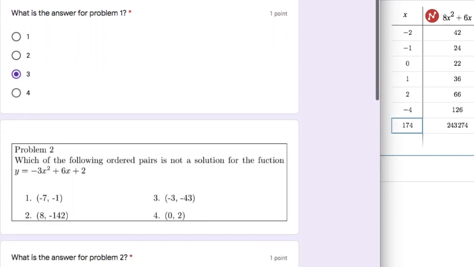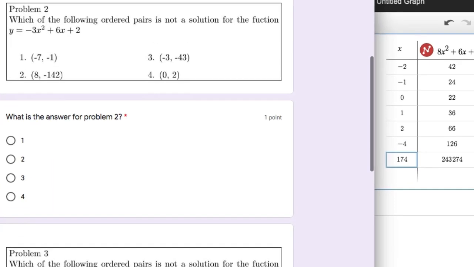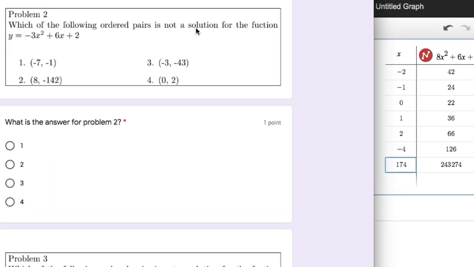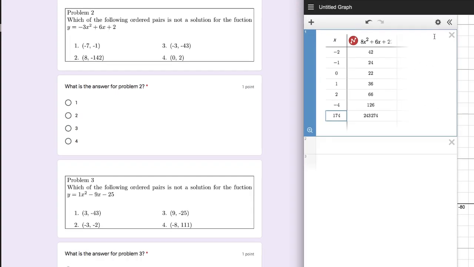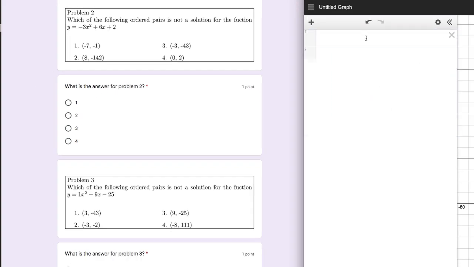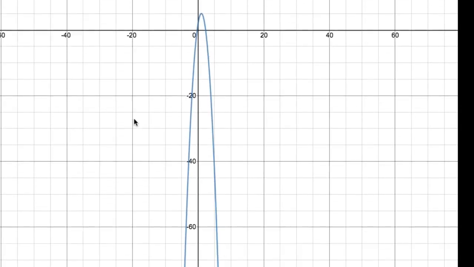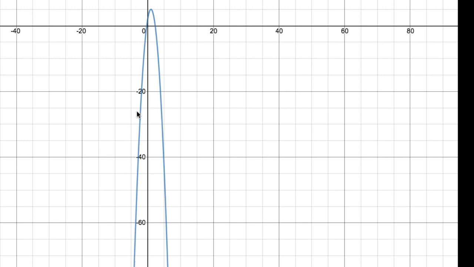Let's try one more together. This next problem says, which of the following ordered pairs is not a solution for the function y equals negative 3x squared plus 6x plus 2? So we're going to get rid of the one we just did, and we're going to type in this new one, which is y equals negative 3x squared plus 6x plus 2. If we move our graph down a little, we could see the graph is going up and then down. So it's a downward facing parabola.